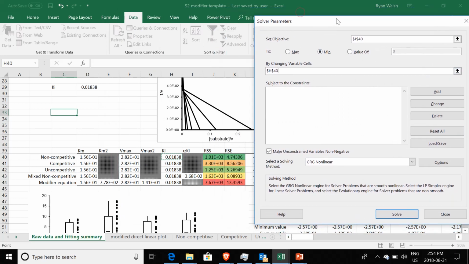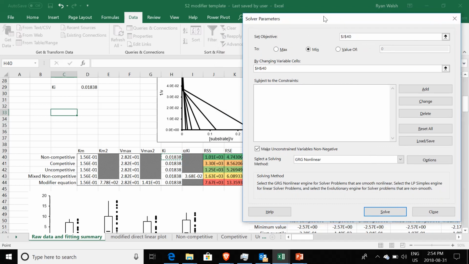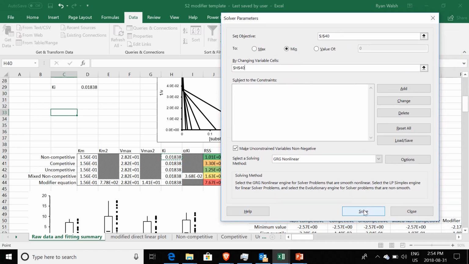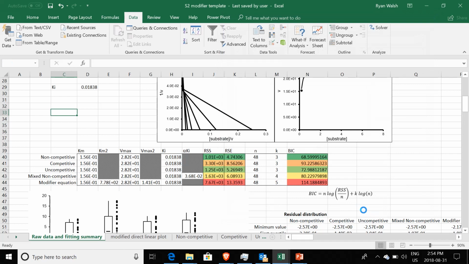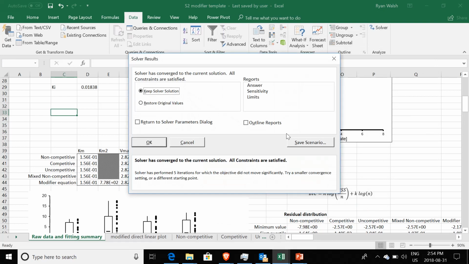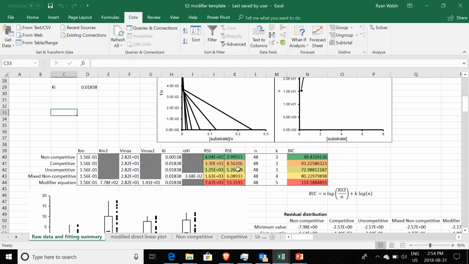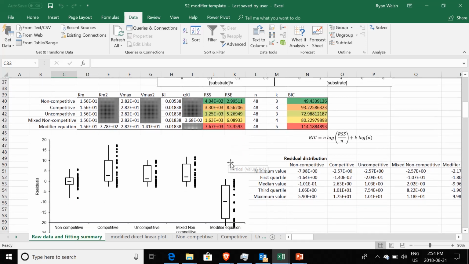So we have an initial RSS of 1 times 10 to the 3. Just say OK, and now you can see it went from 1 times 10 to the 3 to 4 times 10 to the 2. So 1,000 to 400 is what the RSS has changed to. So it's obviously gotten quite a bit smaller, and we'll see what the distribution looks like.